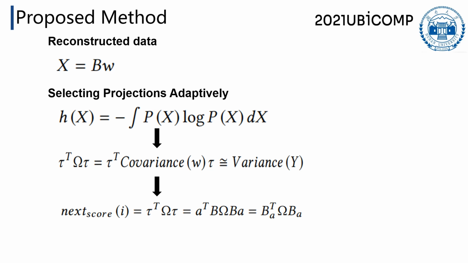These are the formulas about selecting projections adaptively to get the reconstruction data. Simply put, it takes the current estimated variance as the criterion to optimize the red envelope deployments.